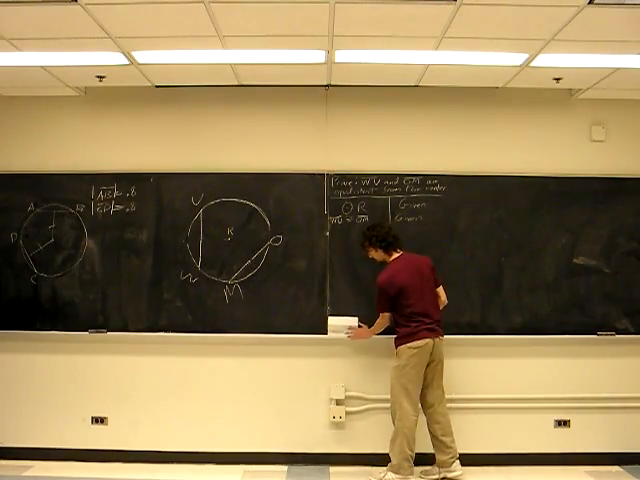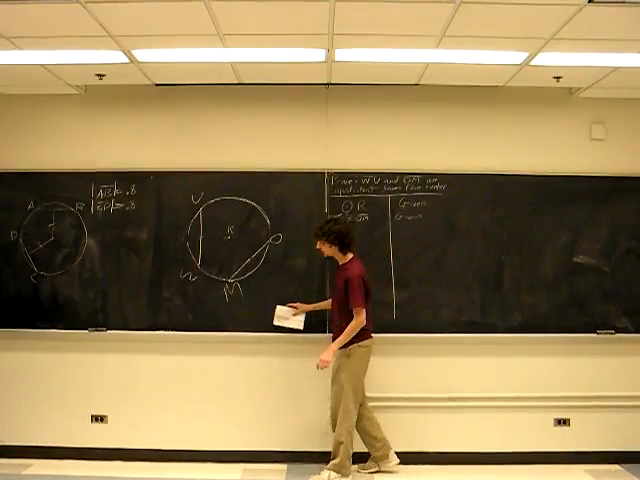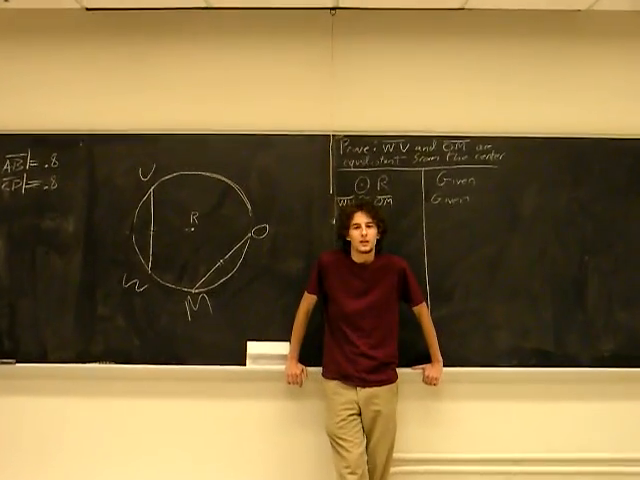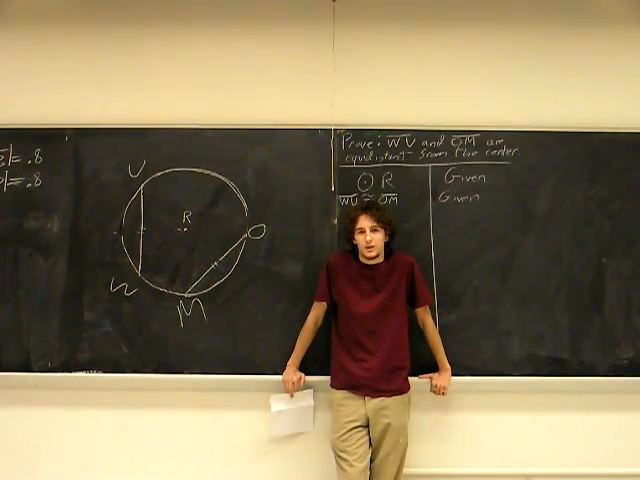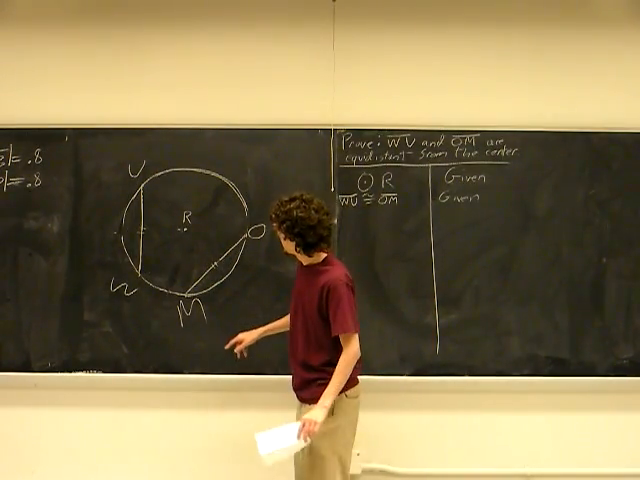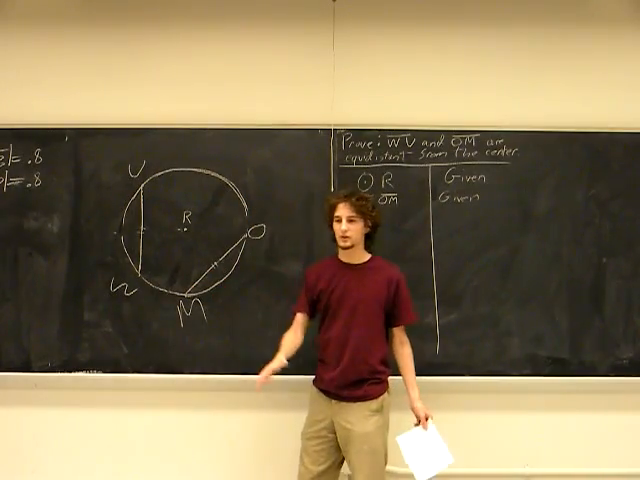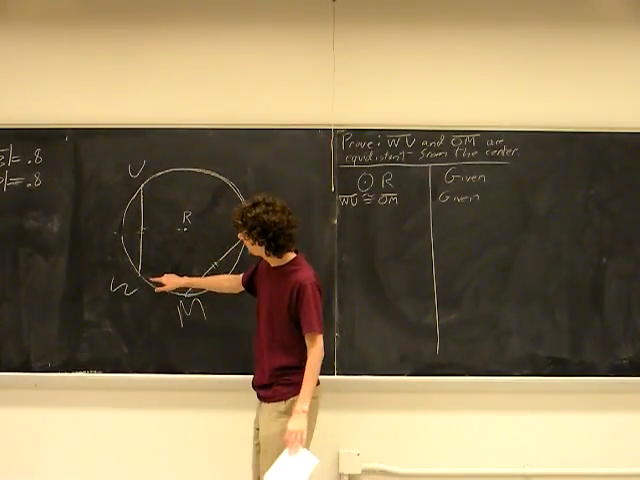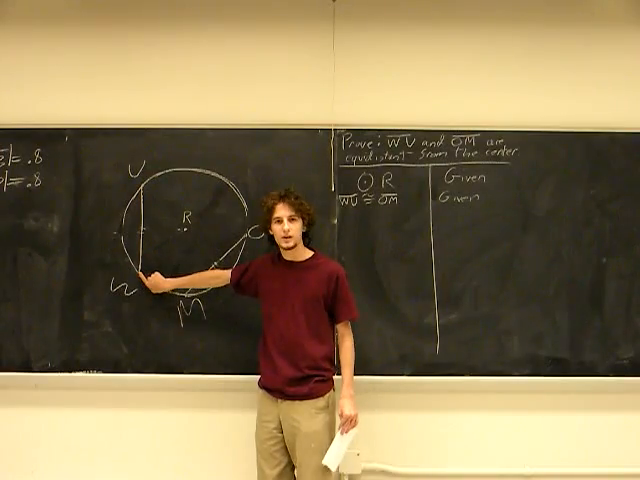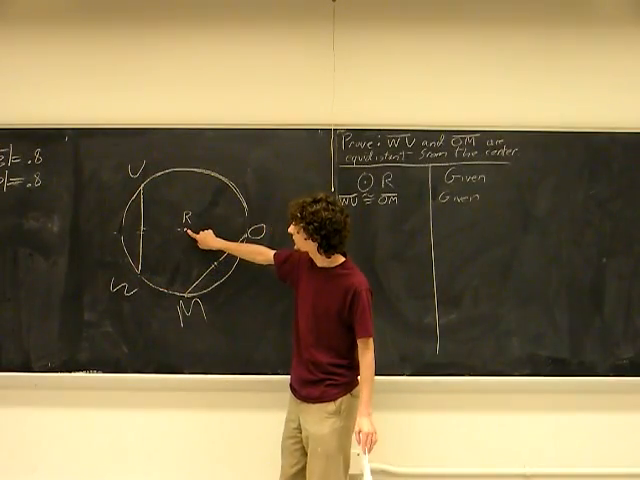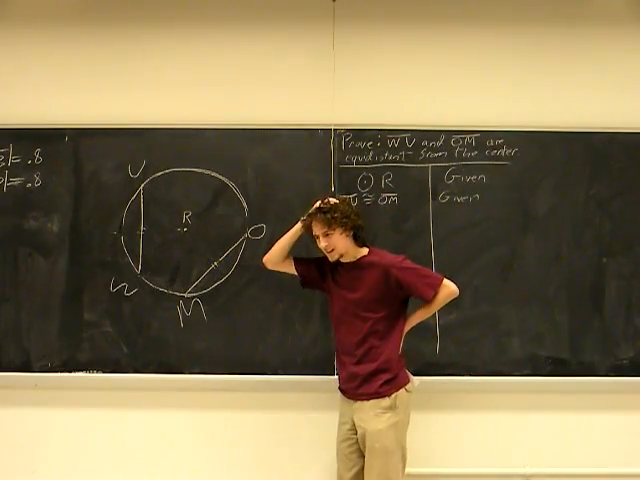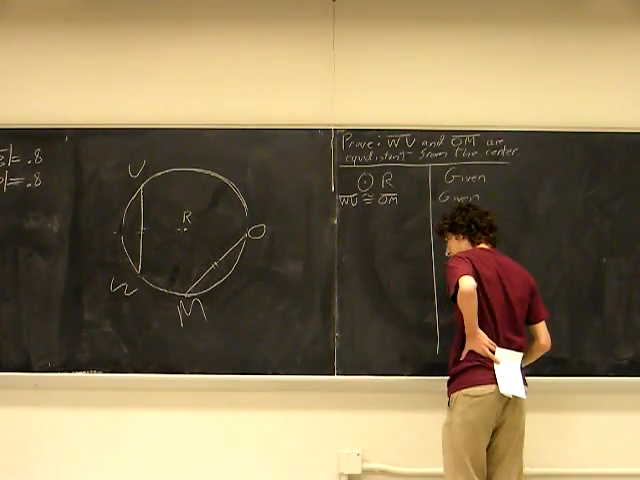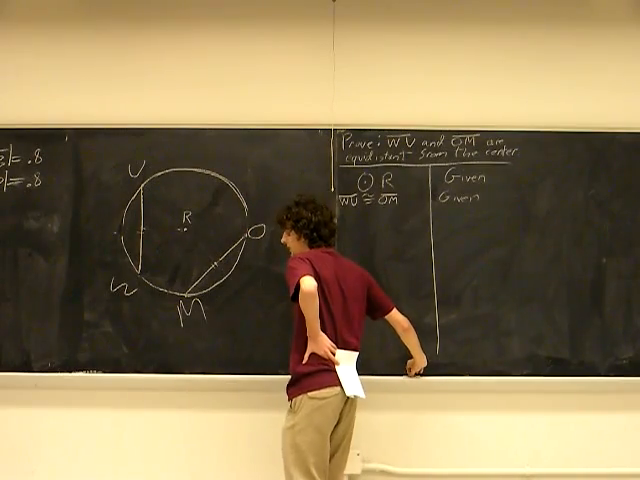Now we need to stop for a second. We need to talk about what it means for a chord to be the same distance from the center as another chord. How can we measure that? That could mean a bunch of things. It could mean that the farthest point on the chord is the same distance from the center of the circle as the farthest point of the chord on the other one. But when you think about that, that really doesn't make any sense whatsoever.